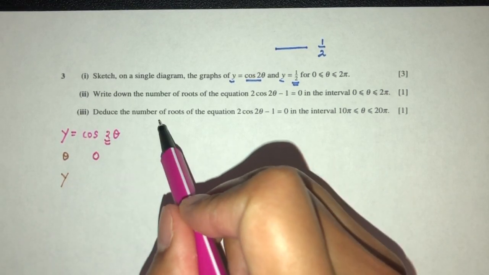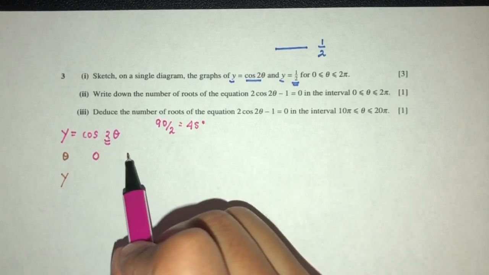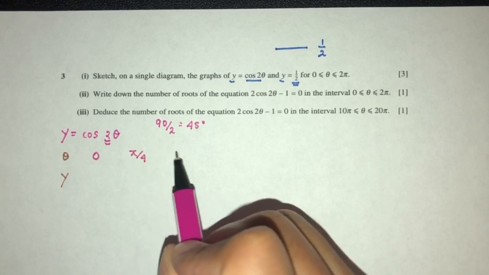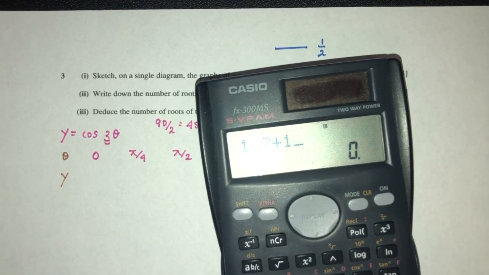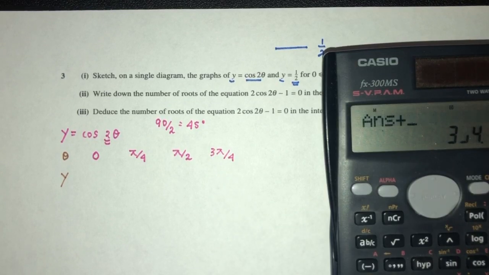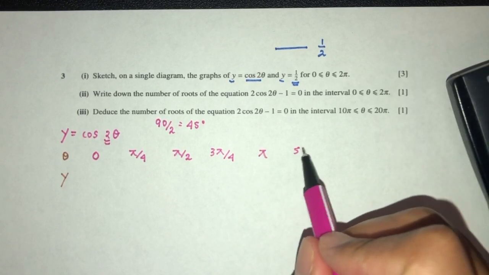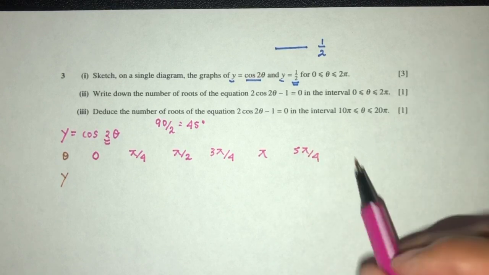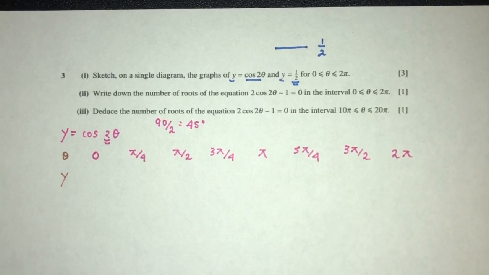So what interval can I choose for this table? Because here I have 2, I'll have to take 90 divided by 2. That should be 45 degrees, which is pi by 4, then pi by 2, and you keep adding on 1 over 4. That should be 3 pi by 4, then pi, then 5 pi over 4, then 3 pi over 2, and finally 2 pi. The reason why I choose this interval is because I like to work with exact values of y on my graph.